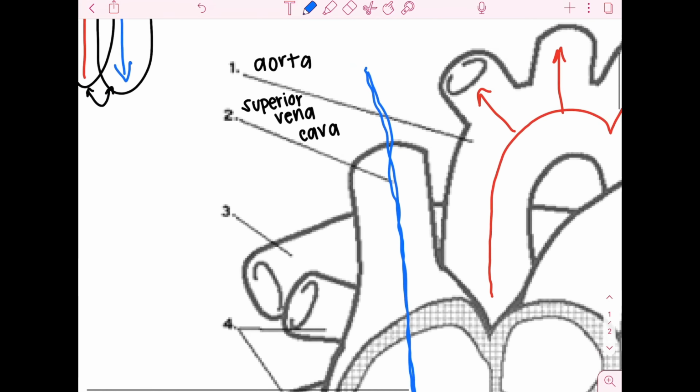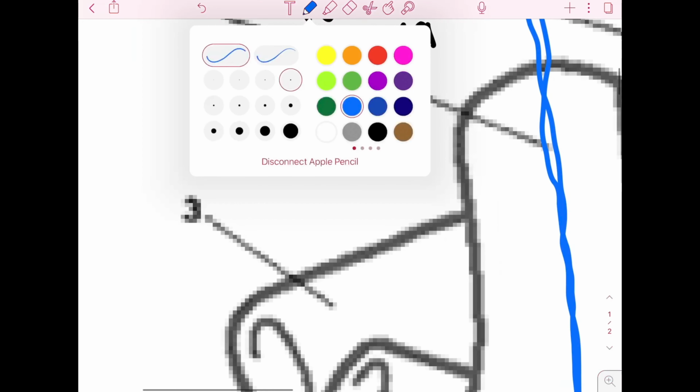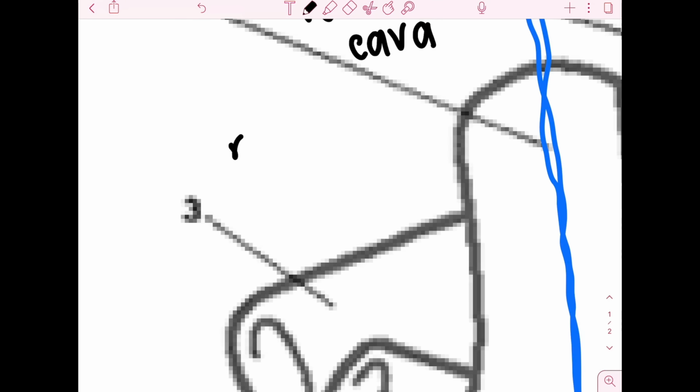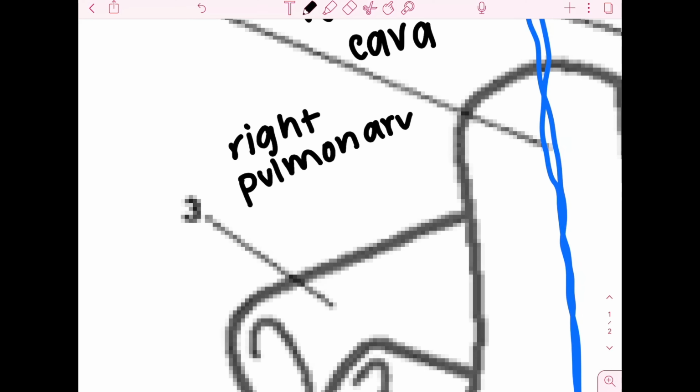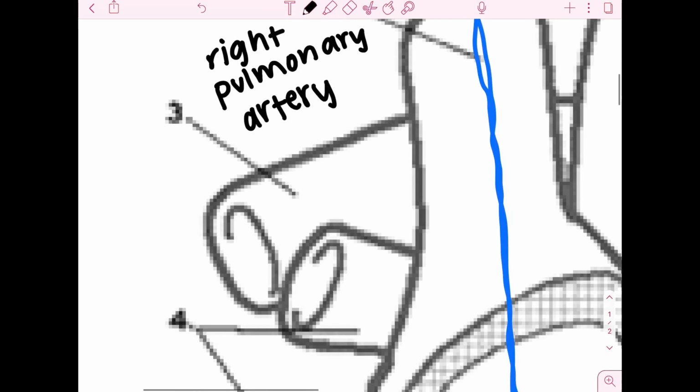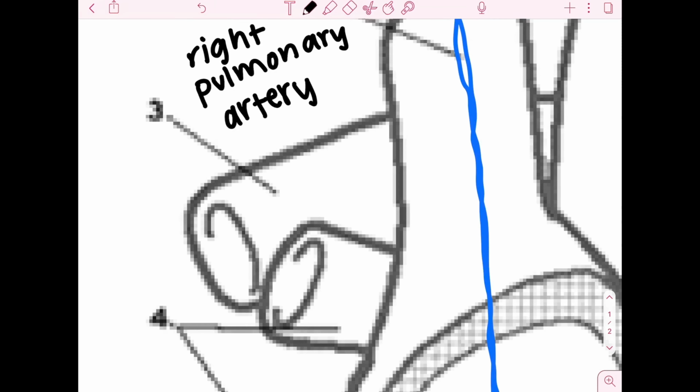Third, we have the right pulmonary artery. So I'll write that down. Right pulmonary artery. This artery carries deoxygenated blood from the heart to the lungs so that the blood can pick up some oxygen.